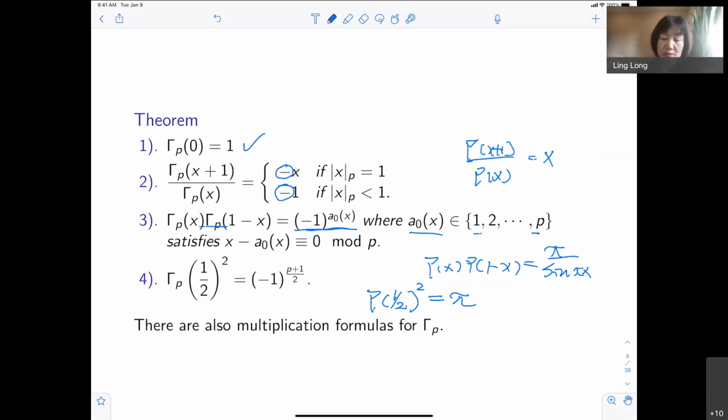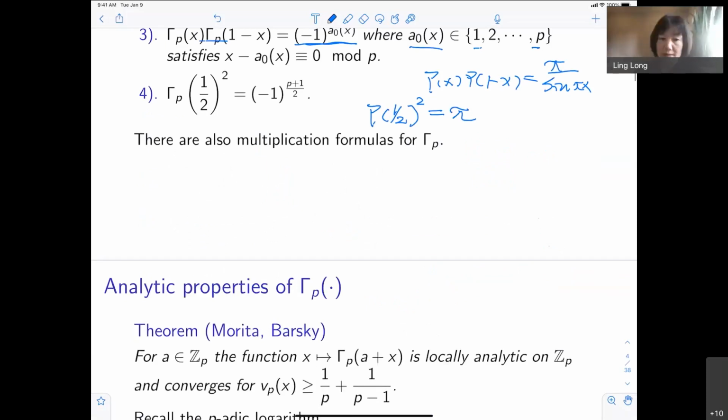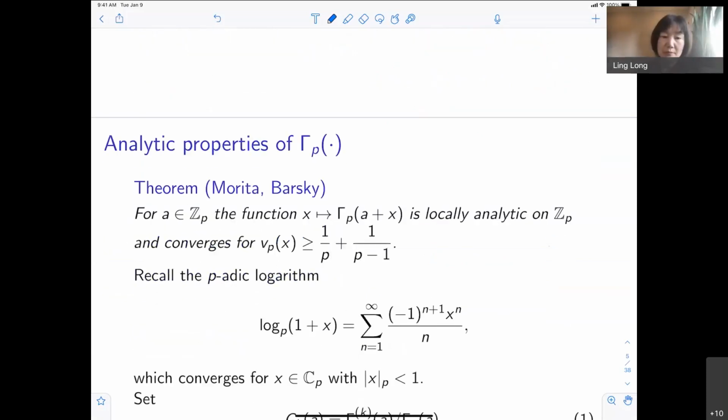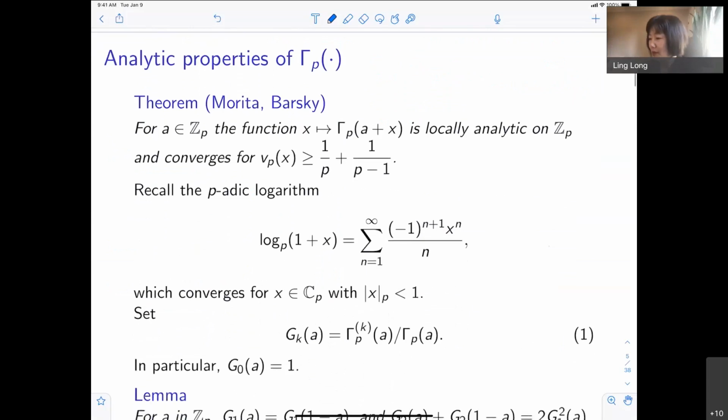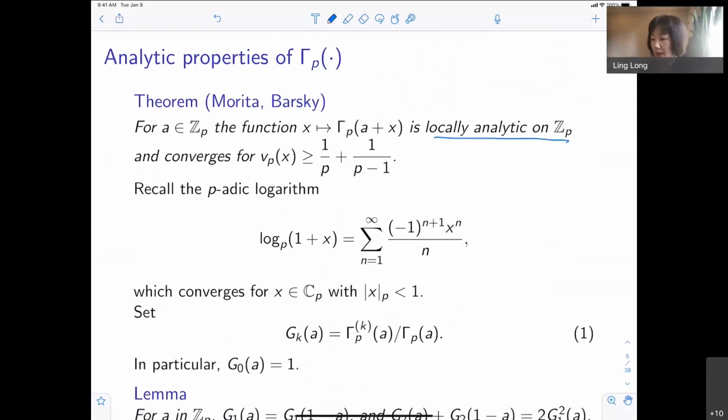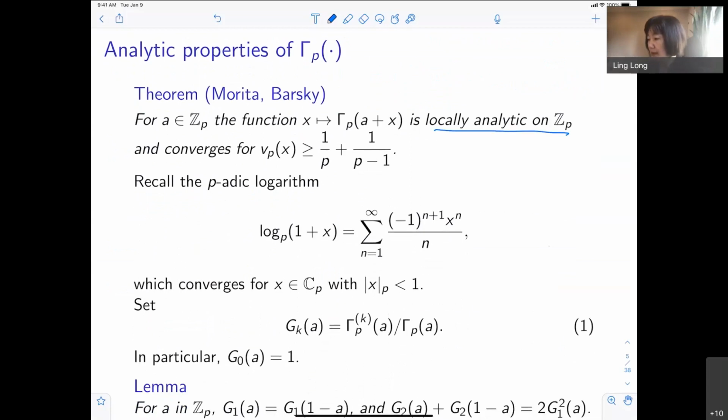The major reason, which some of you know very well, is that now you can write the Gauss sum in terms of the gamma function, and Gauss sums have multiplication formulas. And for us, the useful thing is the local analytic properties, correct? From Morita and Blaski. Basically, it is locally analytic within this range when the valuation of x is bigger than 1 over p plus 1 over p minus 1. That's locally analytic. So then you can do the p-adic logarithm, and you can define it formally, which is convergent for x in Z_p as long as the p-adic norm is less than 1.